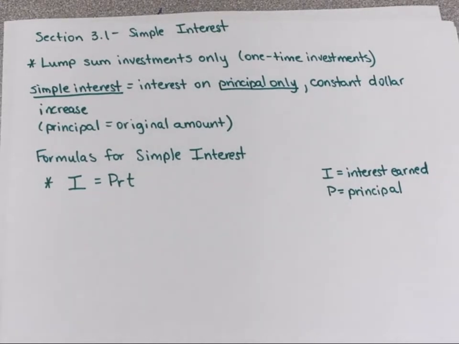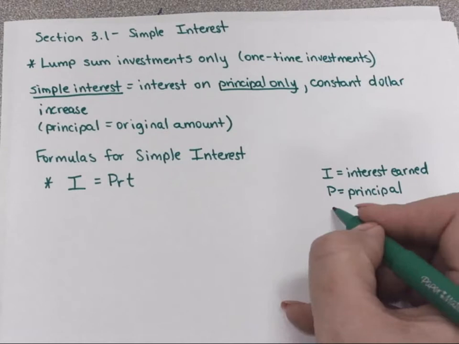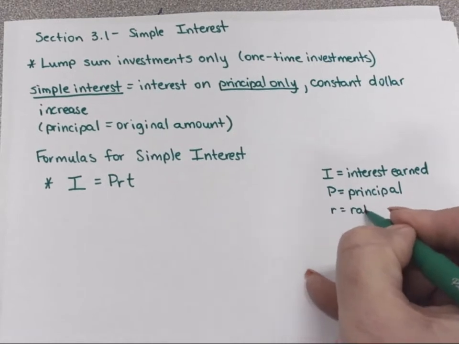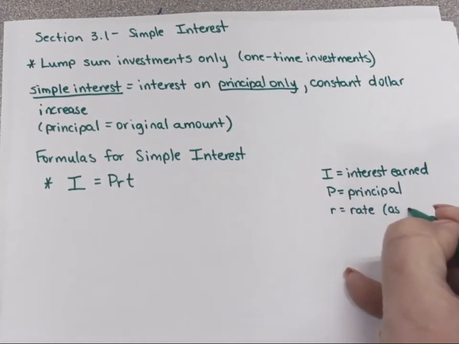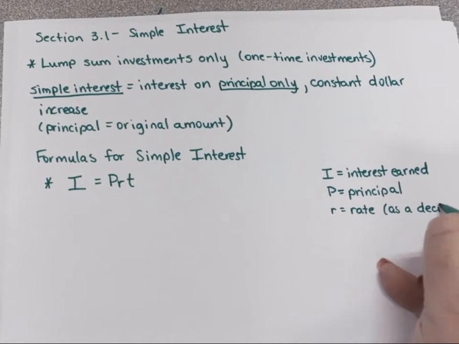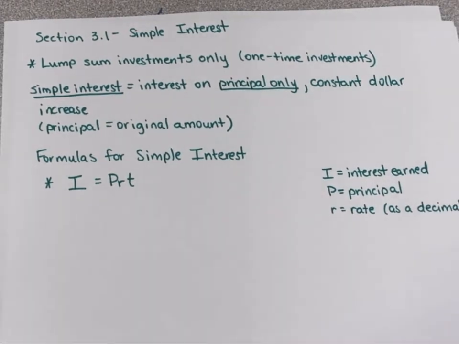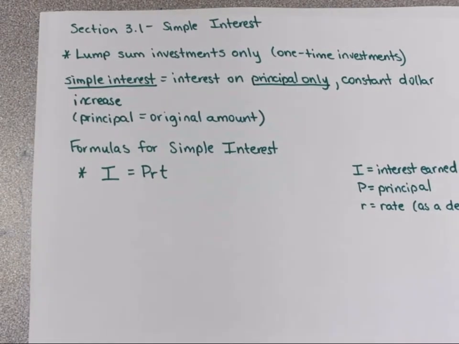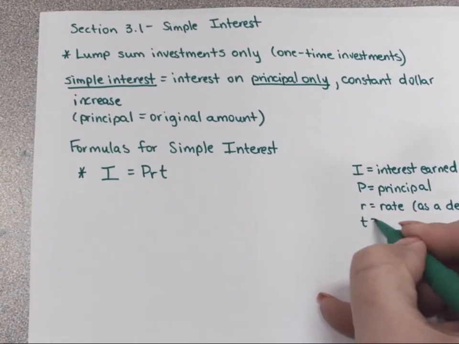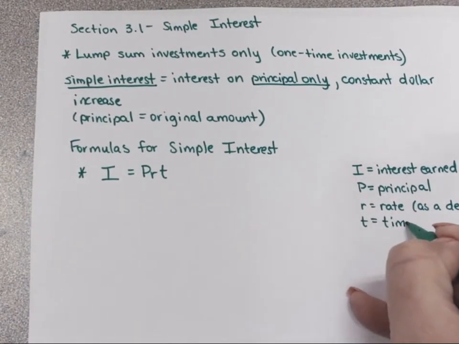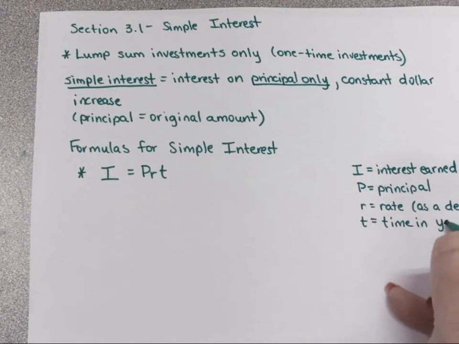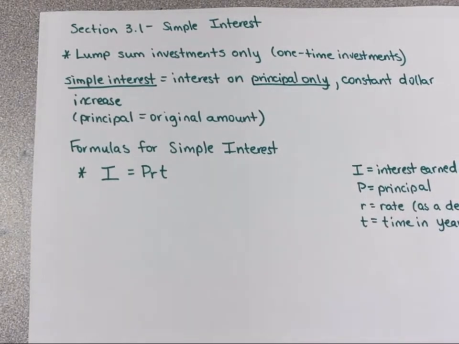We talked about this last time we talked about finance, but what is R? R is rate. Okay, it's always written as a decimal, like always. So if it is 4%, make sure you know that that's 0.04. T is going to be time in years. With finance, it's always years. Okay, so if it happens to be months or something like that, you would have to transfer that into years.